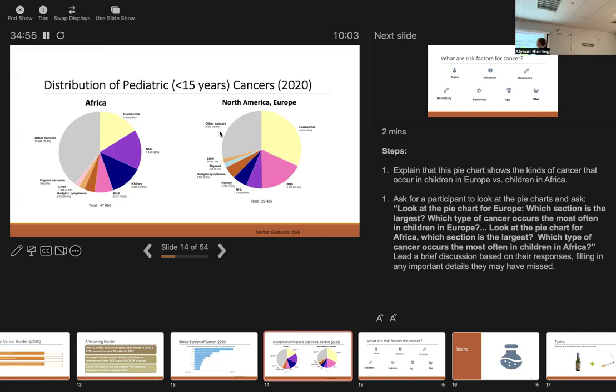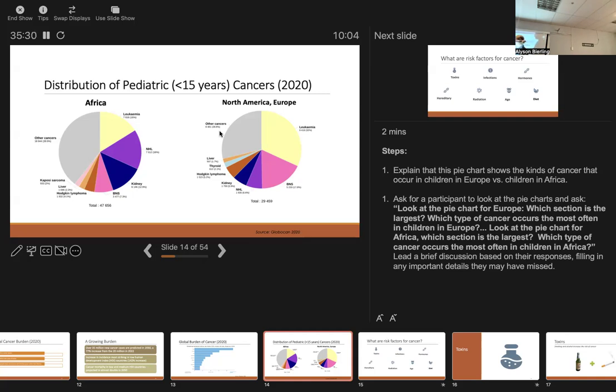And then we can see in Africa, the distribution of pediatric cancers is a little bit different. So leukemia is still the most common cancer in pediatric patients, even in Africa. But you can see it only makes up about 16% of overall cancers compared to North America and Europe, where it's about 32%. And then the second most common pediatric cancer in Africa is non-Hodgkin's lymphoma.